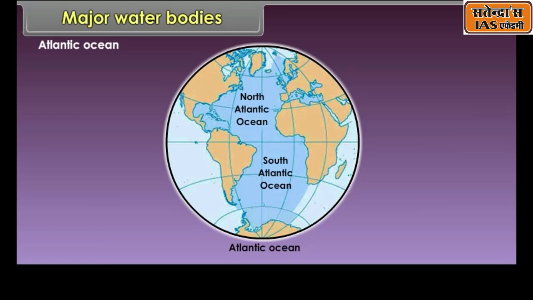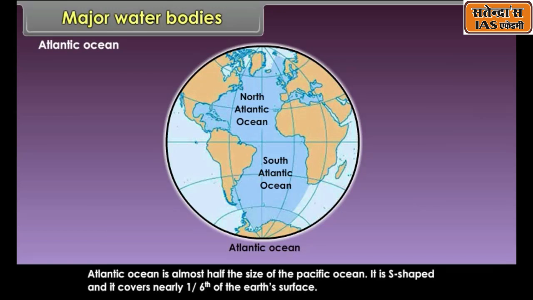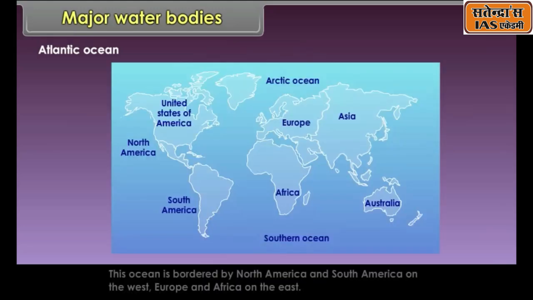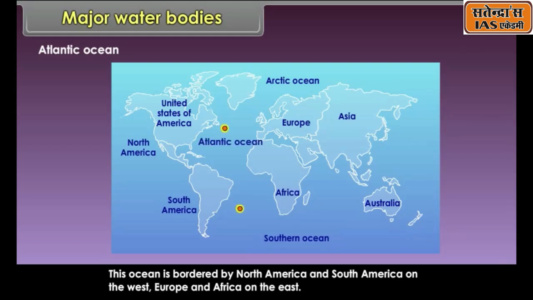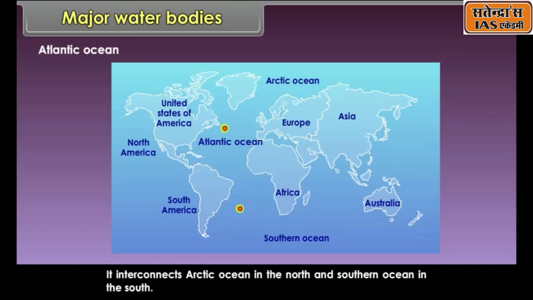Atlantic Ocean. Atlantic Ocean is almost half the size of the Pacific Ocean. It is S-shaped and it covers nearly 1/6 of the Earth's surface. This ocean is bordered by North America and South America on the west, Europe and Africa on the east. It interconnects Arctic Ocean in the north and Southern Ocean in the south.